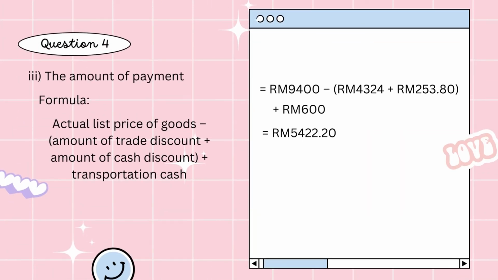Lastly, we need to find the amount of payment. The formula is actual list price of goods minus (amount of trade discount plus amount of cash discount), and plus the transportation cost. Then we just fill in the formula with the amounts: RM9,400 minus (RM4,324 plus RM253 and 80 cents), and plus RM600. We will get the answer RM5,422 and 20 cents.